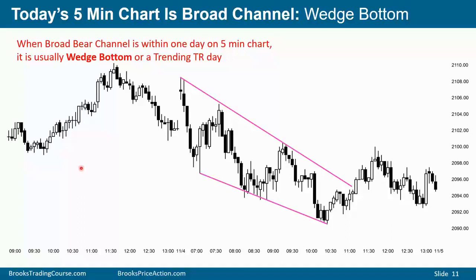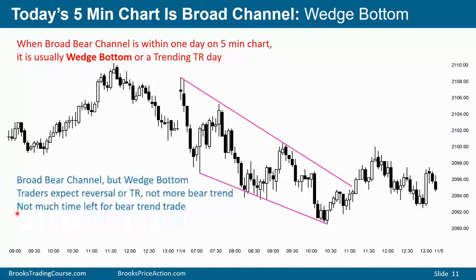This is a 5-minute chart. Whenever you have a fairly broad channel on a 5-minute chart, in other words, occurring in 50, 60, 70 bars, not 200, 300 bars, it's typically a wedge pattern. It's a fairly broad channel, pull back more than 50%. Bulls can make money with stops buying reversals up. Pullback lasting a lot of bars, 10 bars. That's a broad bull channel.